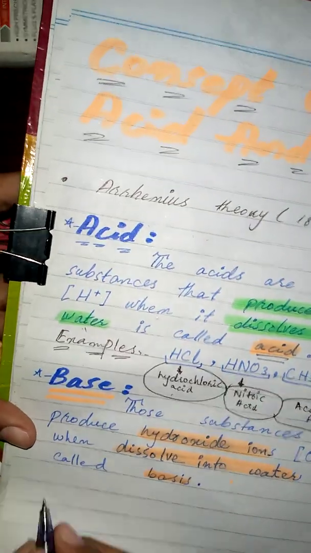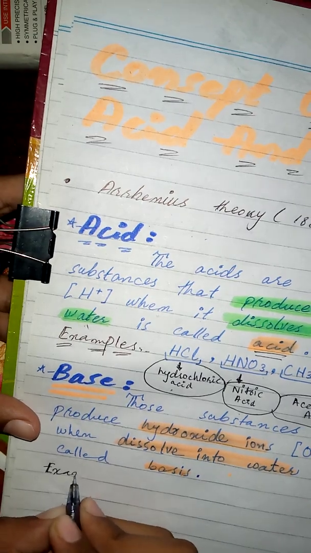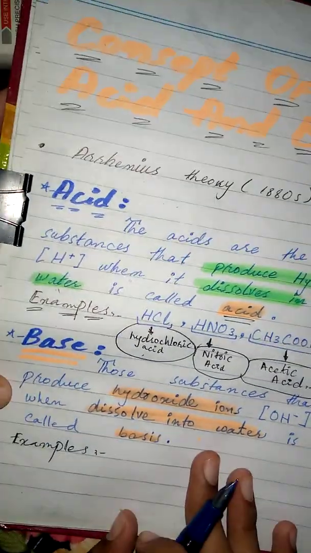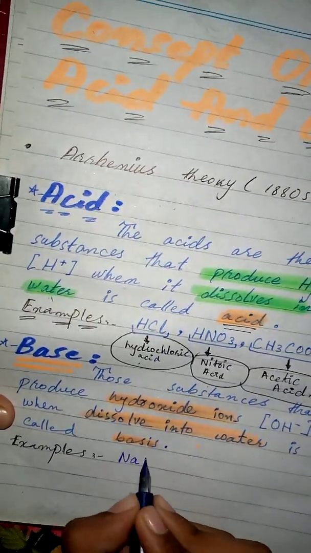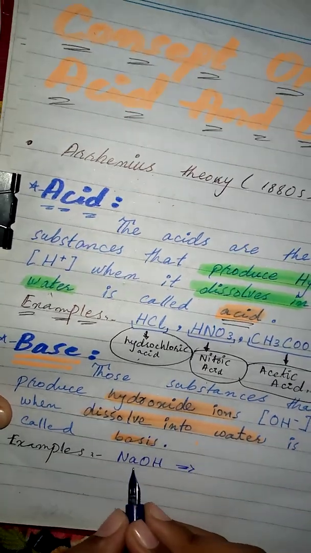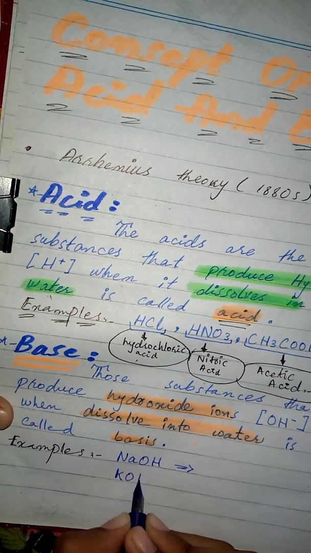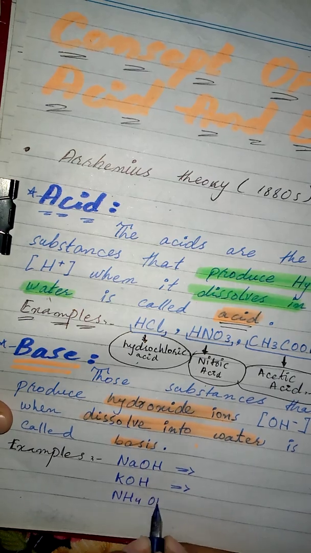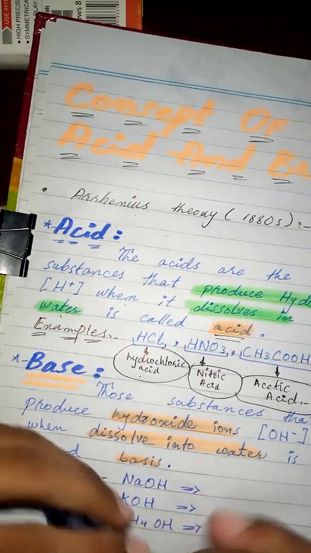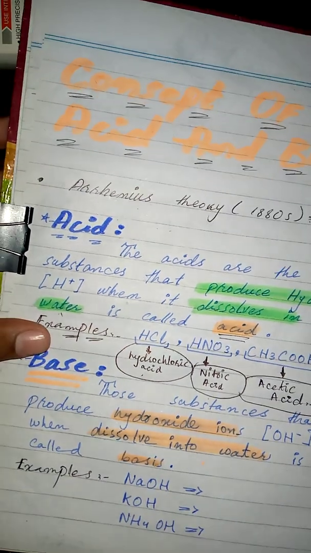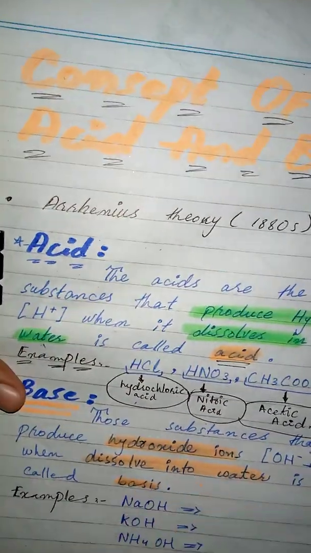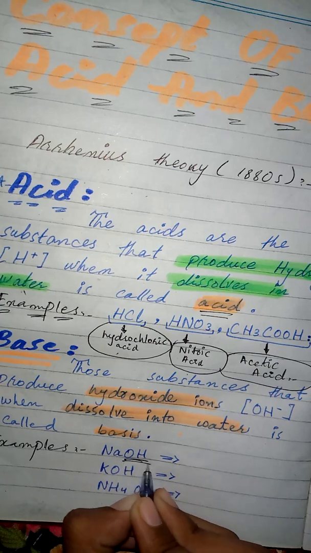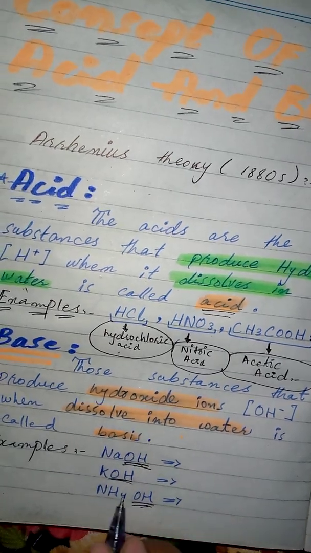So we will learn with some examples. Examples are NaOH. First we will write the short form, then the full form of these. Then KOH and NH4OH. The one thing we have noticed here is that in the bases, at the end there comes OH. It means these are the bases.